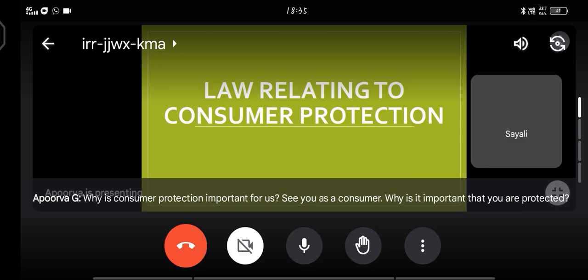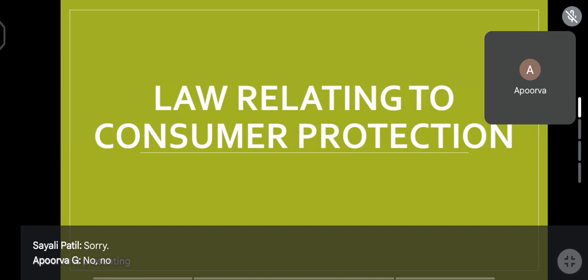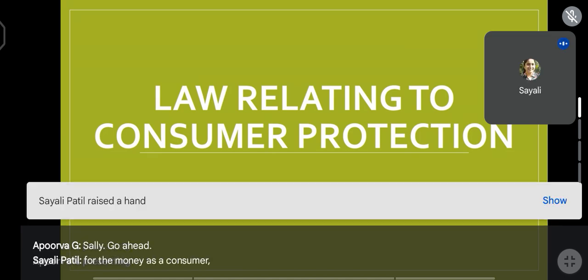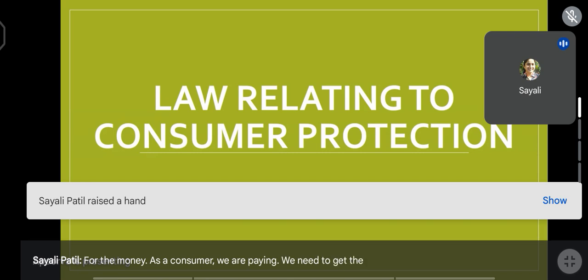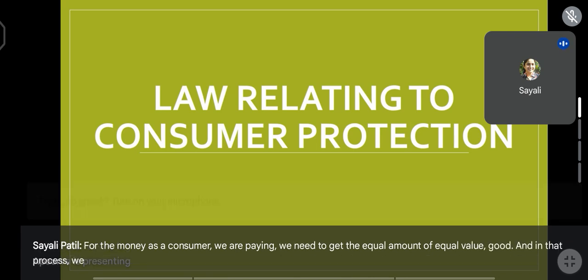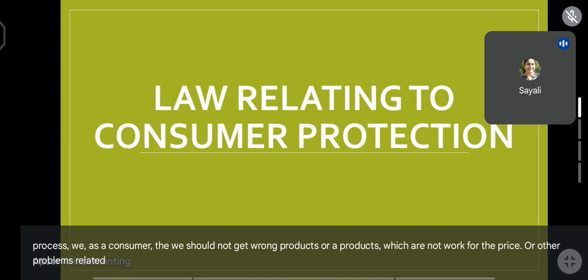For avoiding injustice. The money. Avoid fraud. No, one by one. For the money as a consumer we are paying, we need to get goods of equal value, and in that process, we should not get wrong products or products which are not worth the price, or other problems related to the quality, quantity, or those kind of things. Correct.